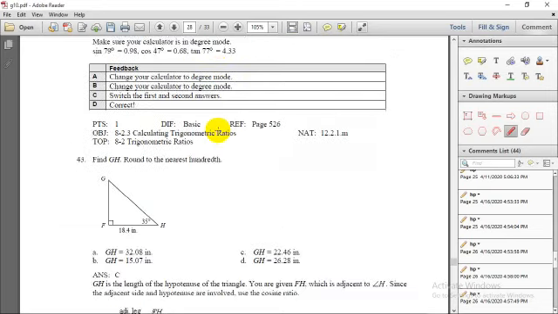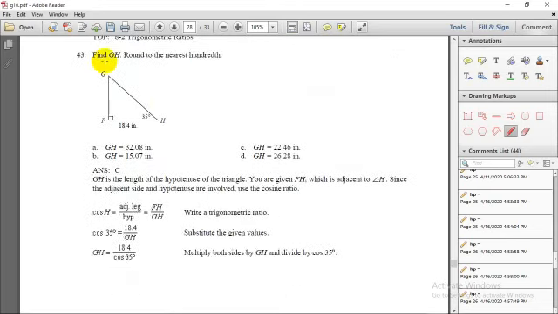Okay, very good. Here find GH, round to the nearest hundredth. Here I have this angle, and this is a right angle triangle, so I can use the trigonometric ratios. Look here, the side he wants is the hypotenuse. And what is the side that I have? What is the relation between this side and the angle? It's adjacent. So I'm going to use the cosine of the angle.